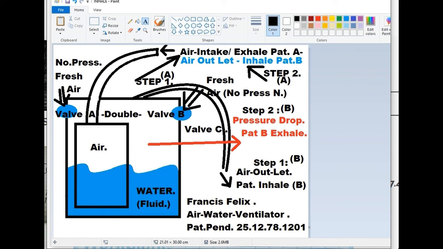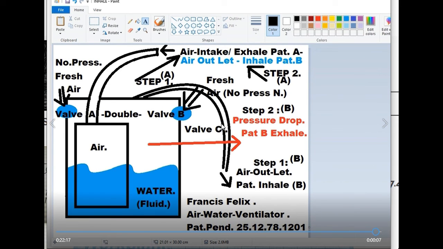And here can be valve C, obviously for the patient B, not showing his own breath in and out. This is it. God bless you all.